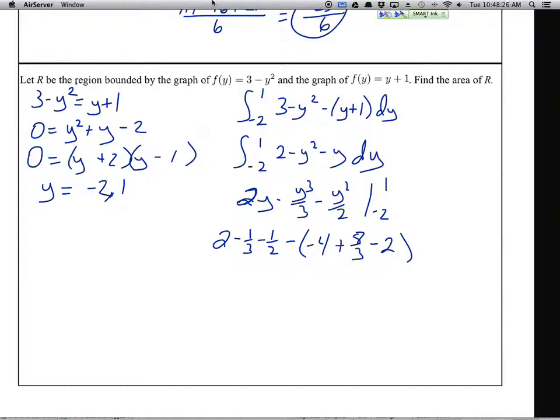So on the inside, negative 4 and negative 2 is negative 6, but it turns positive, so 6 and 2 ends up giving me an 8. I've got an 8/3 on the inside, which turns into a negative 8/3, and negative 1/3, that's negative 3. And then I have the minus 1/2. 8 minus 3 is 5, and 5 minus 1/2 is 9/2 or 4.5. Same thing.